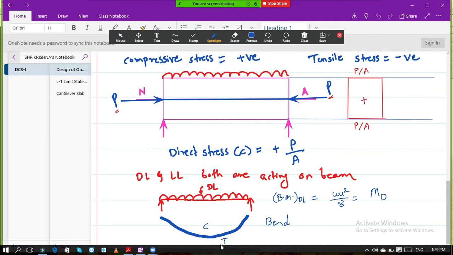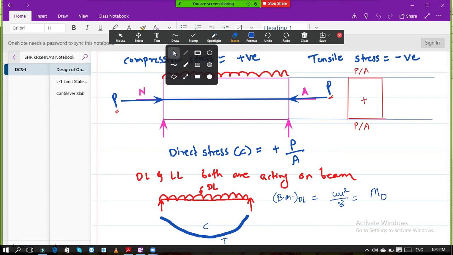Compression is at top, tension is at bottom, and the bending moment is WL square by 8 as it is a simply supported beam. So this WL square by 8 is nothing but we have assumed one notation for it, MD, moment due to dead load. Whatever may be the value, we are not interested in the value right now, just understand the concept.